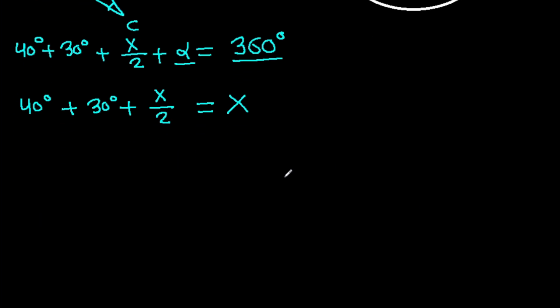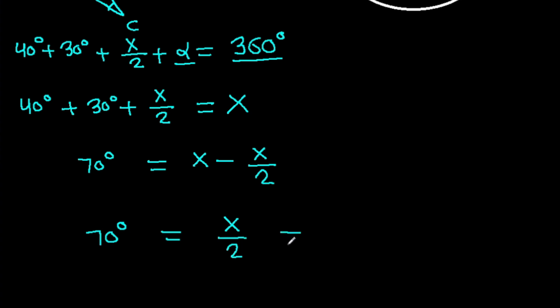And 70 degrees will be x minus x over 2, and 70 degrees is x over 2, that means x will be 140 degrees.